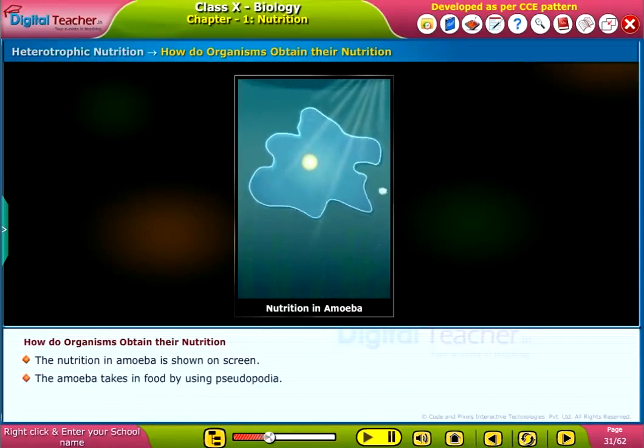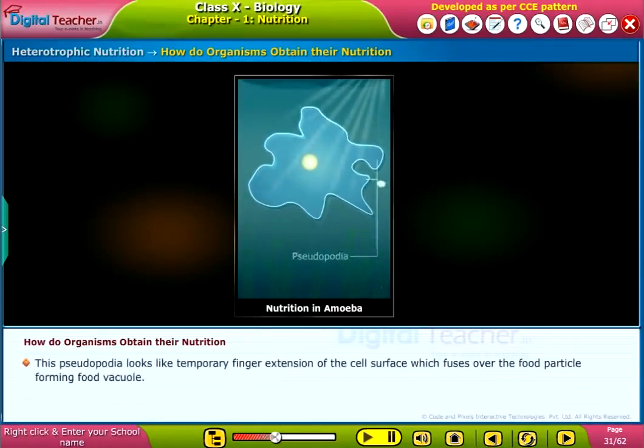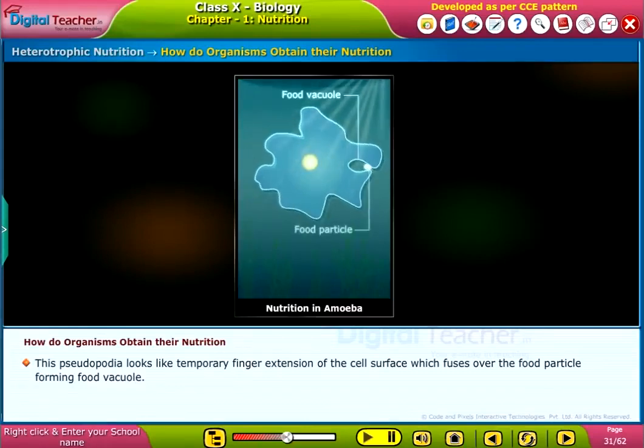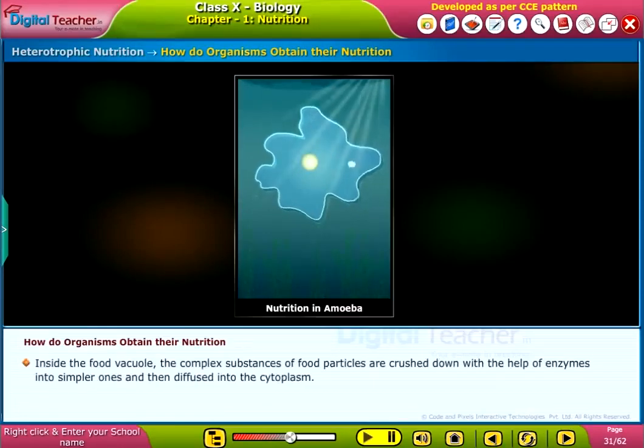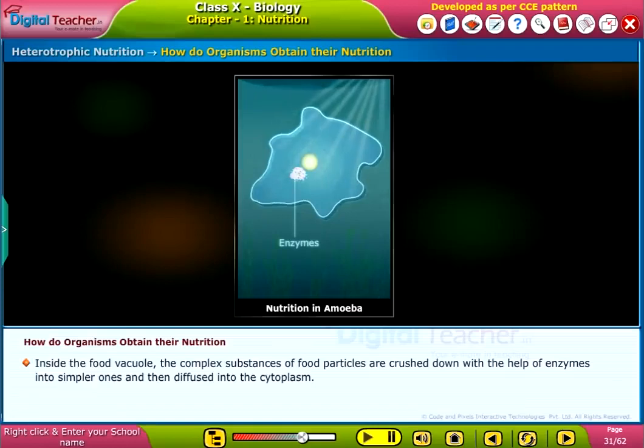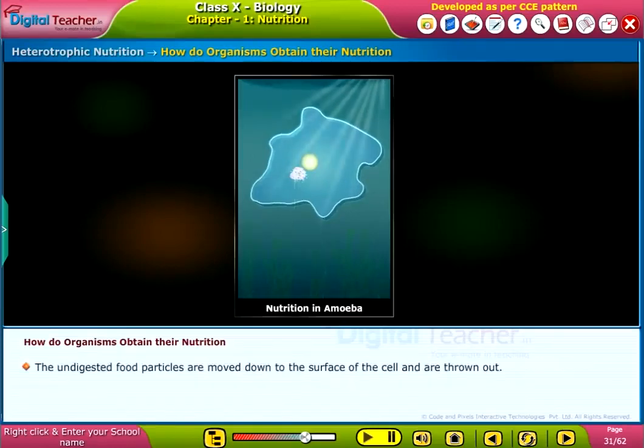The amoeba takes in food by using pseudopodia, as shown in the image. These pseudopodia look like temporary finger-like extensions of the cell surface, which fuse over the food particle, forming a food vacuole. Inside the food vacuole, the complex substances of the food particles are broken down with the help of enzymes into simpler ones and then diffuse into the cytoplasm. The undigested food particles are moved to the surface of the cell and are thrown out.